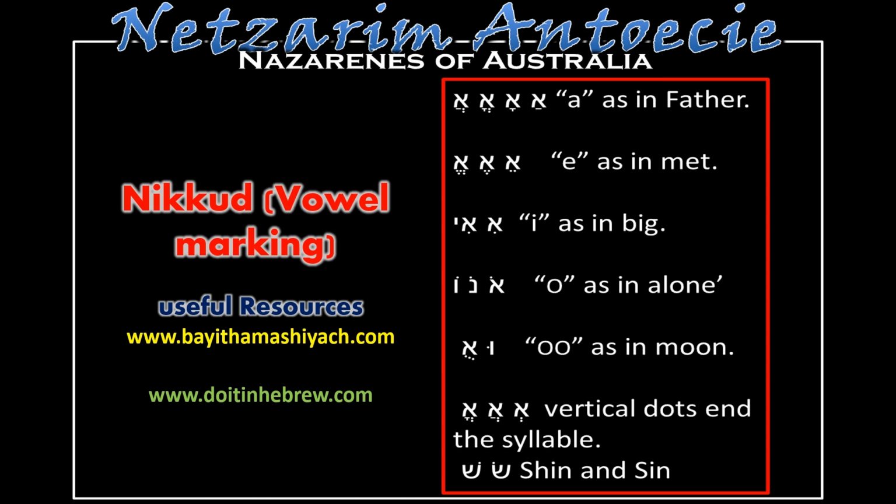The vowels are called Nikud. And then we have these useful resources, BeitHamashiach.com, and that one gives us color-coded transliteration and translation. Very helpful. And also the Do It in Hebrew Dictionary.com, which gives us the opportunity to look at the root word and its meaning. Basically, it's a modern Hebrew dictionary, but still very useful. And so, let us begin.